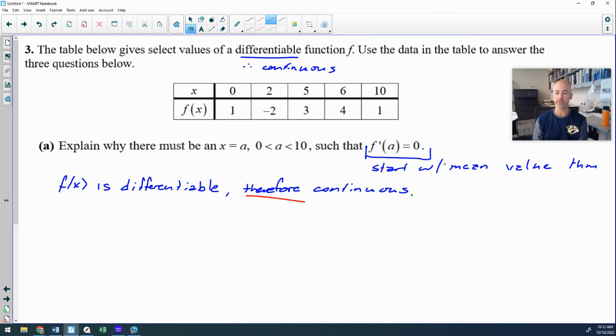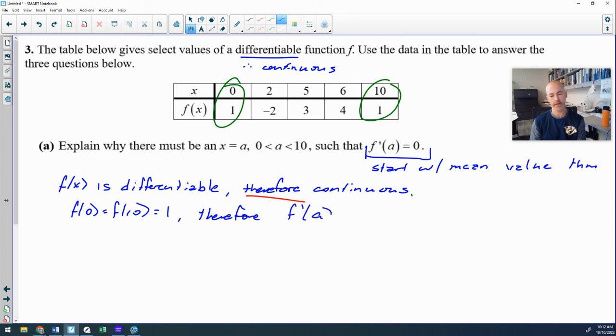Now, if I want the slope to equal 0, I want to find 2 values of x that give you the same value of y, and that happens at 0 and 10. So what I would say now, f of 0 is equal to f of 10, which I'm going to go ahead and say they both equal 1. Therefore, f prime of a must equal 0 for some x equals a on the interval 0 to 10.